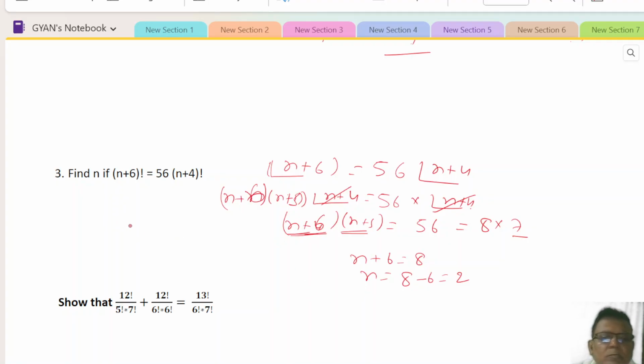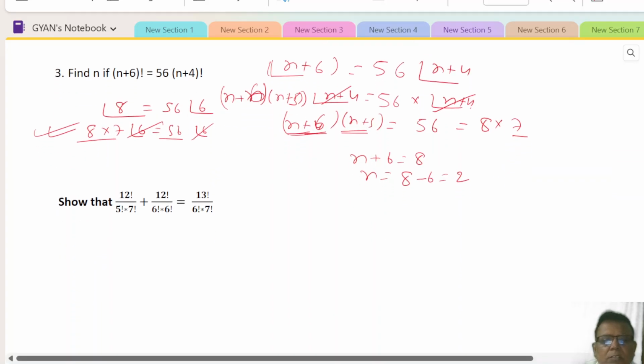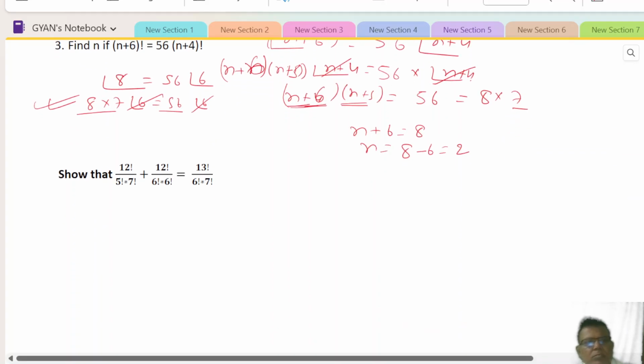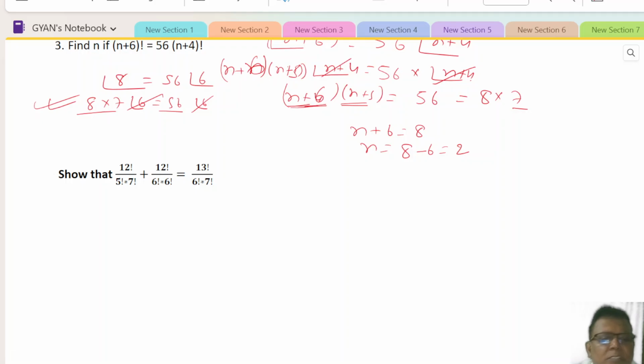Now you put it here and you see: factorial 8 is equal to 56 into factorial 6. So you can write 8 into 7 into factorial 6 equal to 56 into factorial 6. So 8 times 7 is 56. So this is satisfying. Now come to the last question. After that we will do the exercise questions.